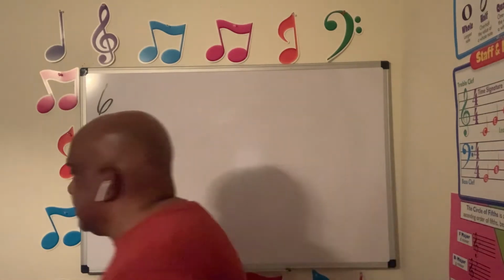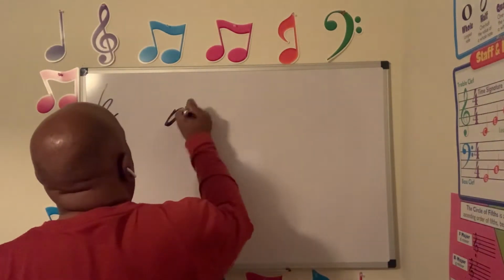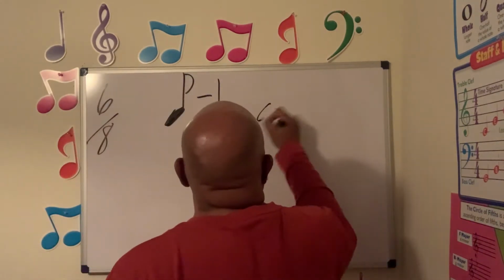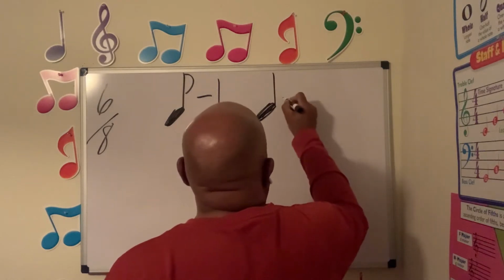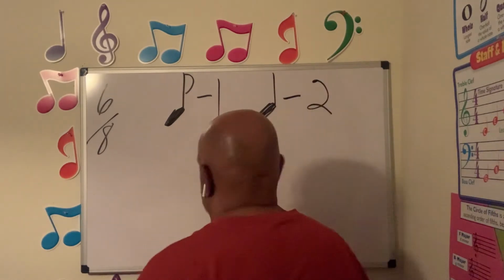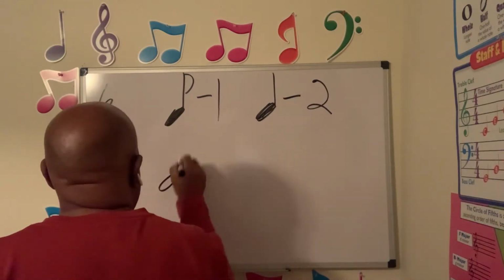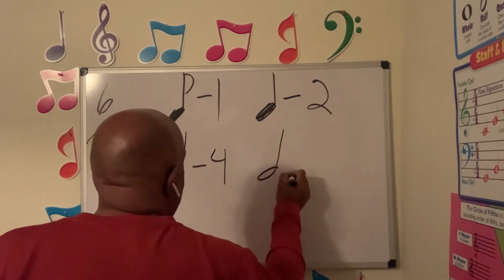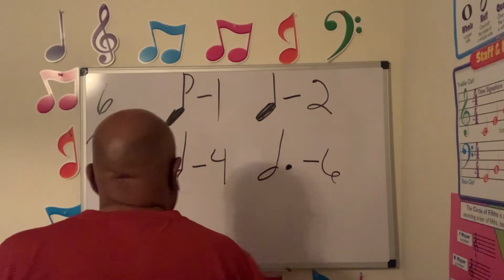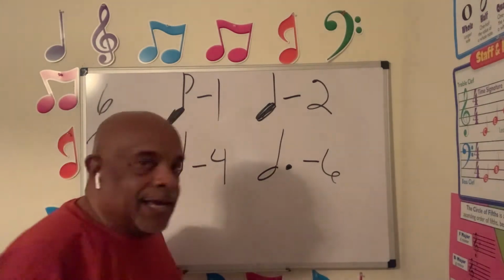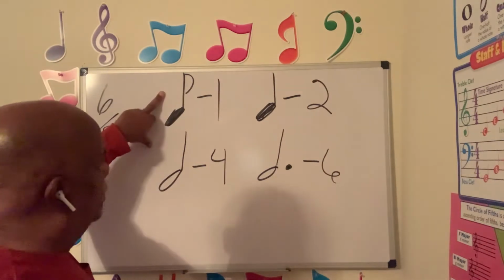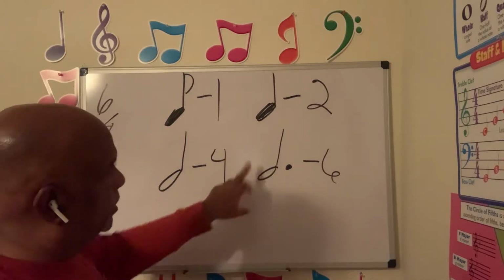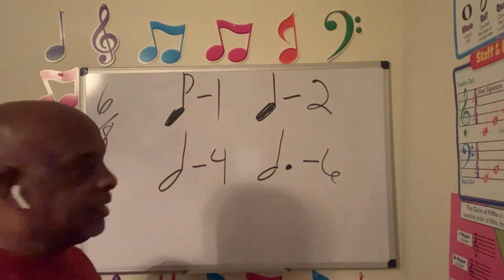Let's look at it. In 6/8 time, we just stated that the 8th note gets 1 beat. The quarter note gets 2 beats. The half note gets 4 beats. And the dotted half note gets 6 beats. One more time: in 6/8 time, the 8th note gets 1 beat, the quarter note gets 2 beats, the half note gets 4 beats, and the dotted half note gets 6 beats.